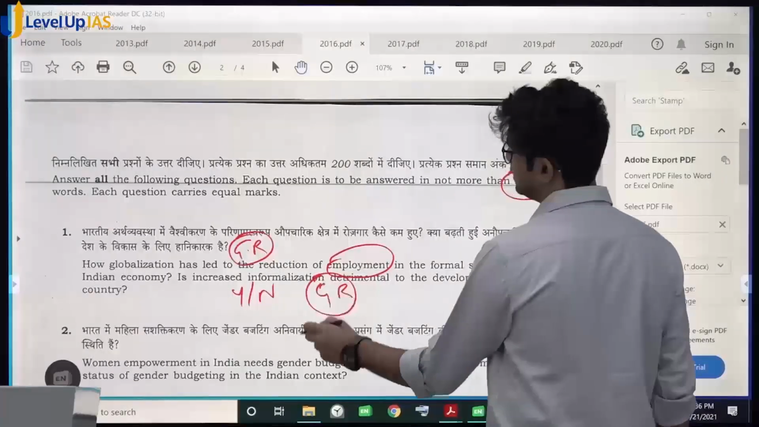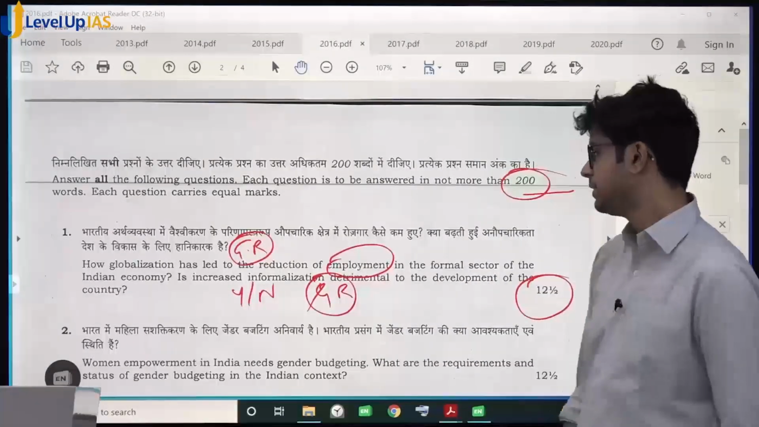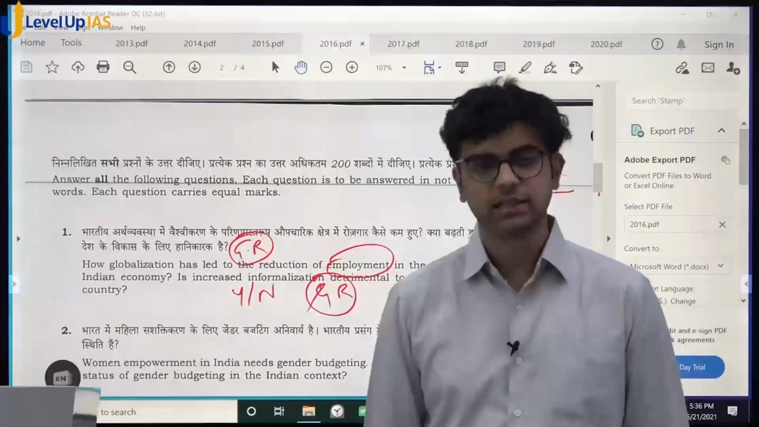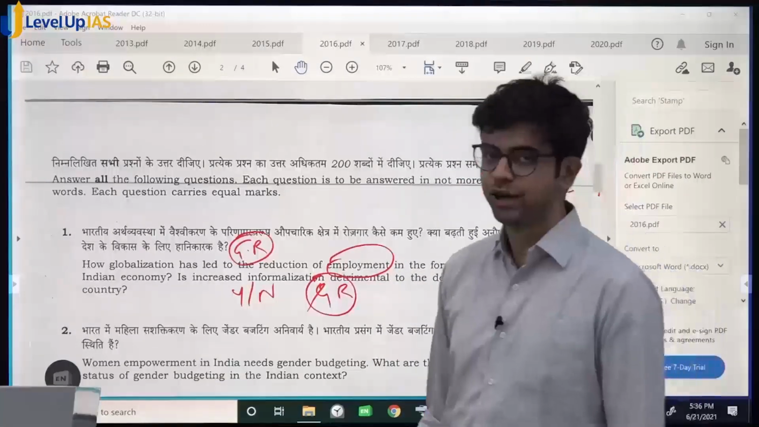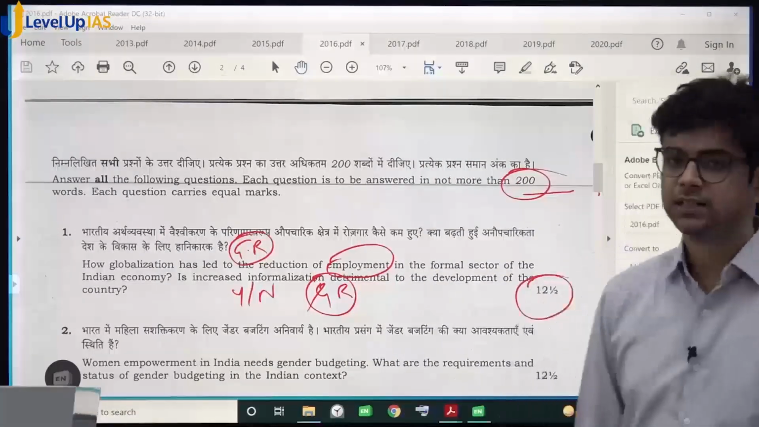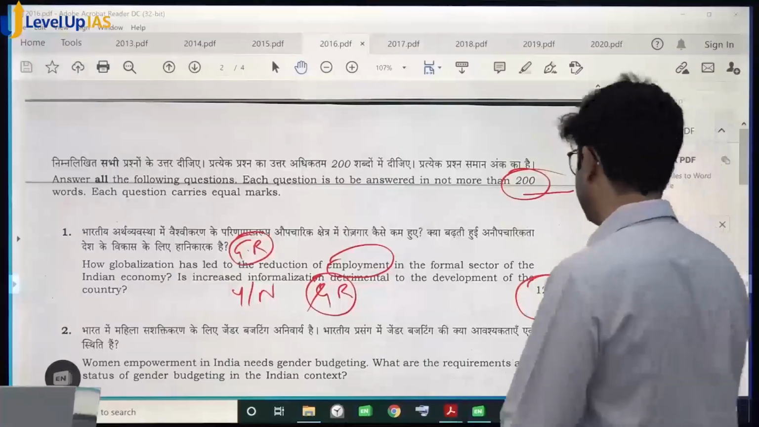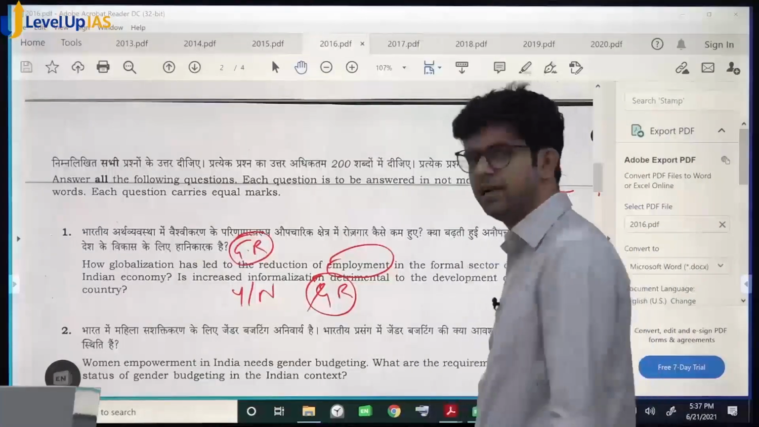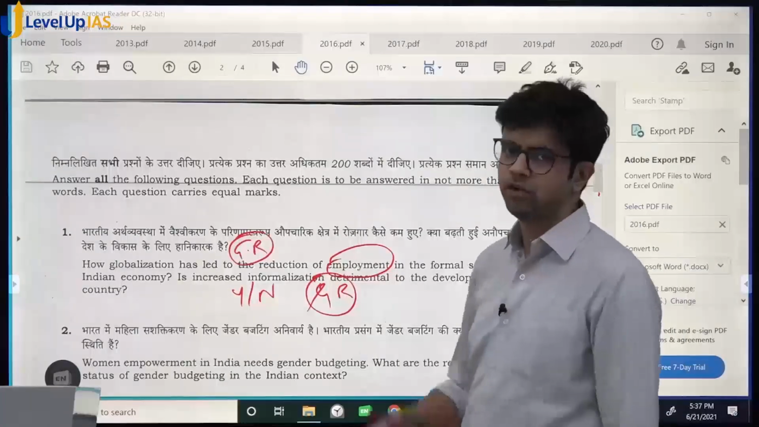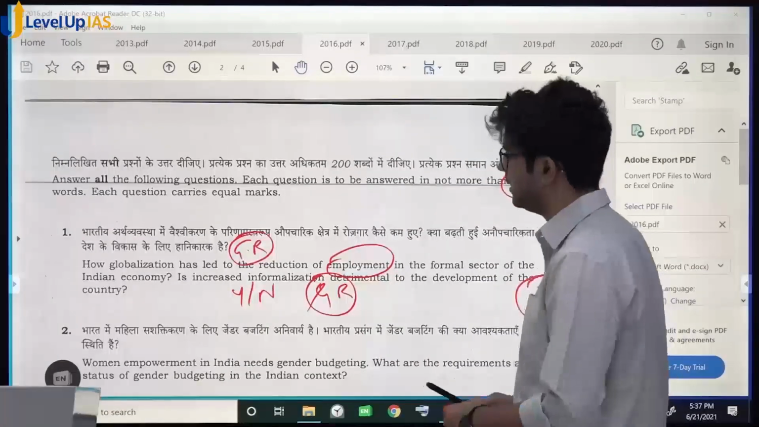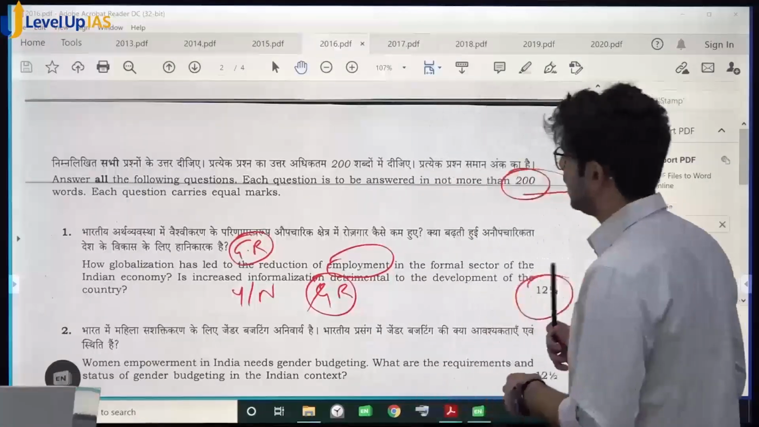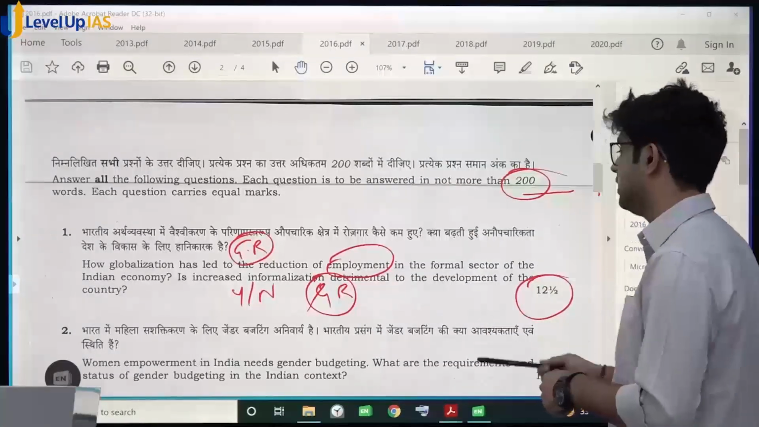No, informalization is not detrimental? Yes, informalization is detrimental. By the way, the answer is yes, definitely. You should not write no, because economic theory and literature suggest that yes, informalization is detrimental. But we will read that answer when we cover inflation, employment and all those chapters, poverty and all, don't worry. Okay? So now, how globalization has led to the reduction, and is increased informalization detrimental.